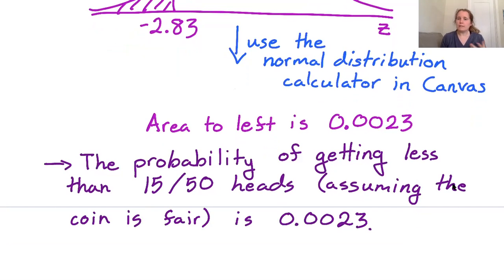All right, so this is using the same tools we've seen before. We've figured out shape, center, and spread before with a sampling p-hat distribution. We have done z-score calculations and probability calculations before, so this is just putting it together.